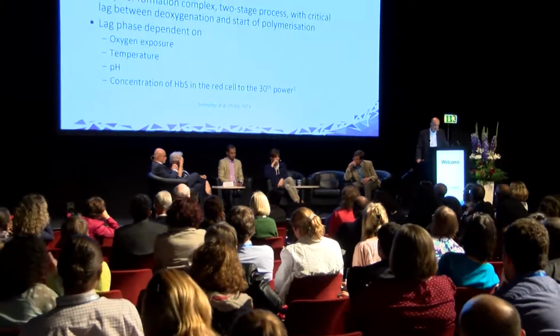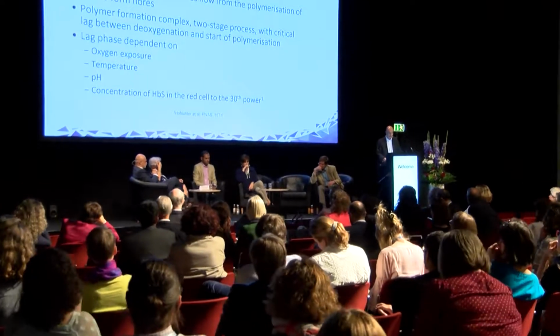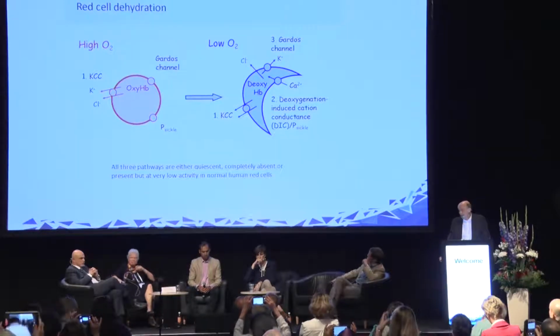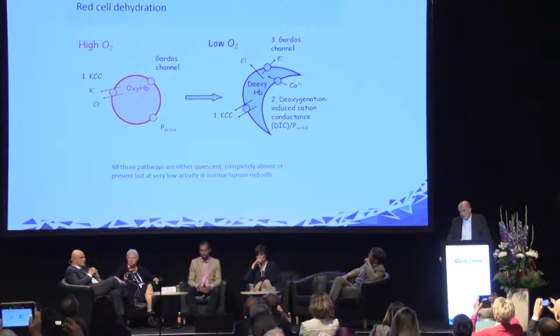The lag phase depends on various things, but in particular it depends on the concentration of hemoglobin S to a very high power, to the 30th power. And the concentration of hemoglobin S is primarily, some of it's inherited depending on alpha thalassemia, but the second variation comes from the degree of red cell dehydration.